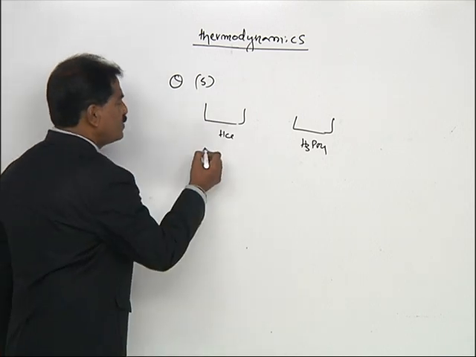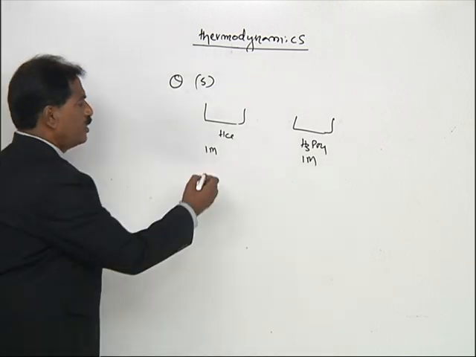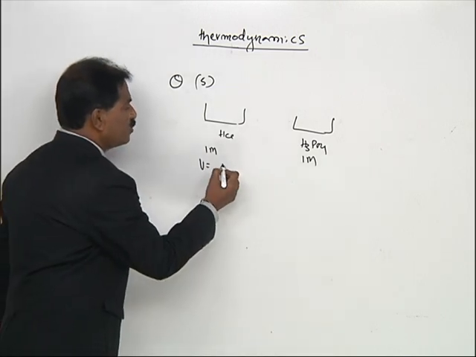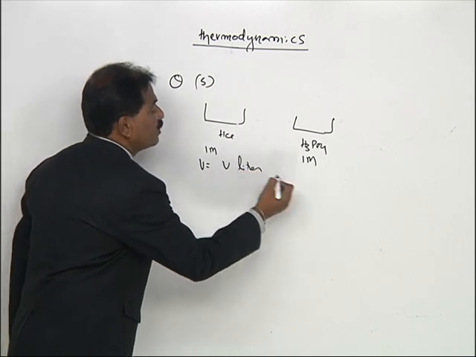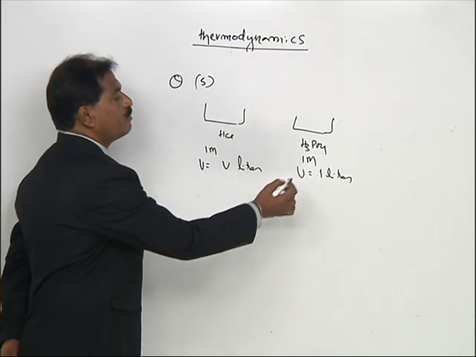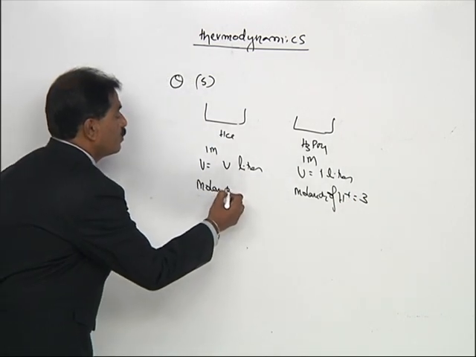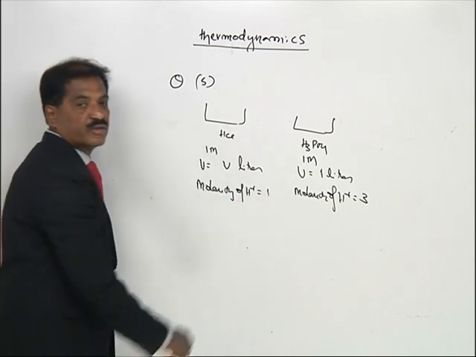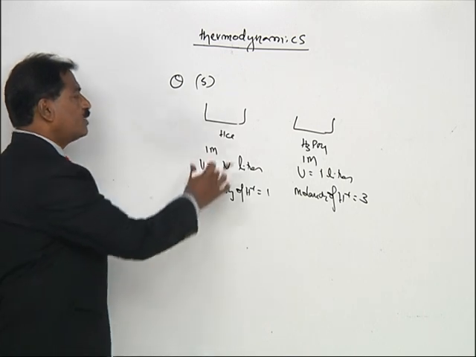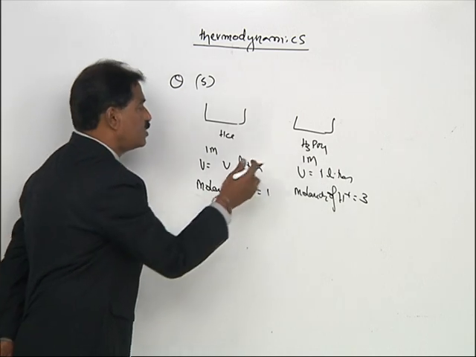Next, the molarity of the HCl is 1 M. The molarity of the H3PO4 is also 1 M. Next, equal volume. Let us say the volume is V liters. When H3PO4 completely ionizes, the molarity of the H plus ions here becomes 3. Here the molarity of the H plus ions becomes 1. Therefore, you calculate the moles of H plus ions present in the HCl and in the H3PO4.